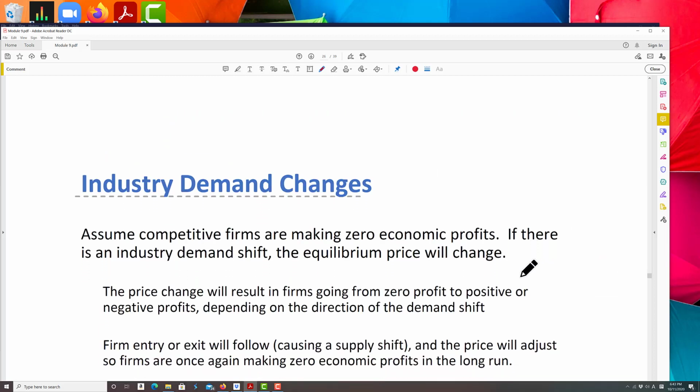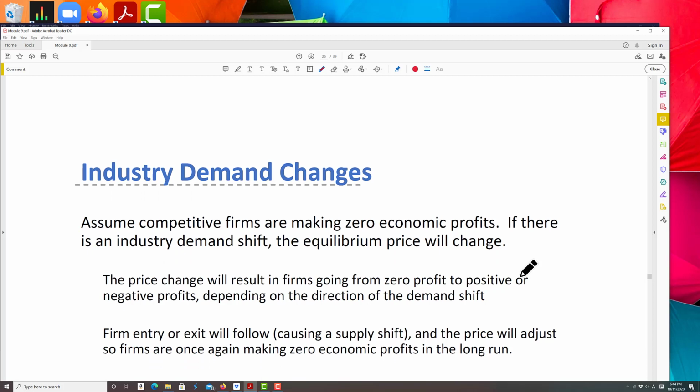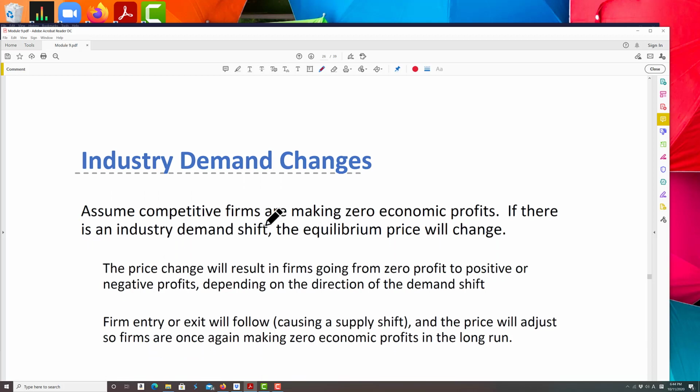Next, consider the impact of a change in industry demand. Suppose competitive firms are earning zero economic profit, and if there is a demand shift, the equilibrium price will change, and the number of firms will change, causing an entry or exit of these firms. So we'll consider this process.